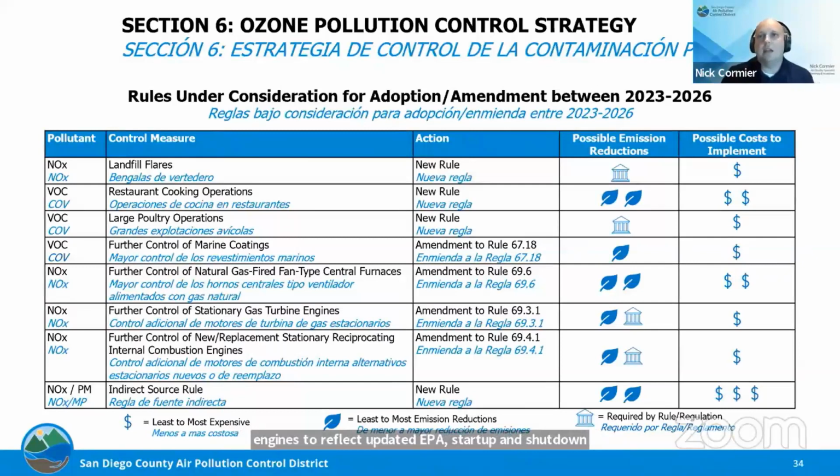It also includes measures that are included in the portside SERP, such as restaurant cooking operations, marine coatings, and a possible indirect source rule. On the right side of the chart, you'll see that we've categorized the possible emission reductions and preliminary costs to implement for each of these measures, though further refinement will be needed during the rule development process. Together, if all of the proposed scheduled measures are adopted or amended, APCD anticipates the measures will further reduce ozone precursor emissions by at least 0.6 additional tons per day. All of the fossil fuel combustion measures, if adopted, will also inevitably result in indirect reductions of GHGs and PM.